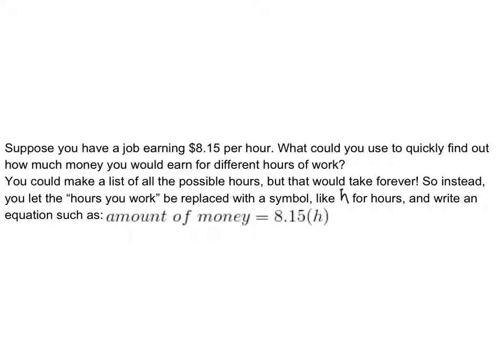Suppose you have a job earning $8.15 per hour. What could you use to quickly find out how much money you would earn for different hours of work? You could make a list of all the possible hours, but that would take forever. So instead, you let the hours you work be replaced with a symbol, like H for hours, and write an equation such as the amount of money you would have is equal to 8.15 times H.